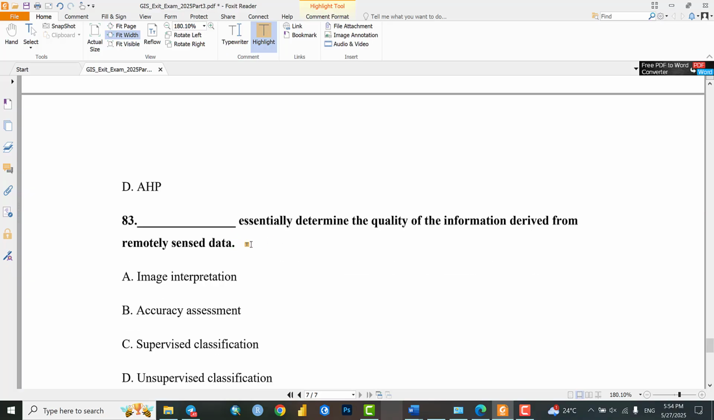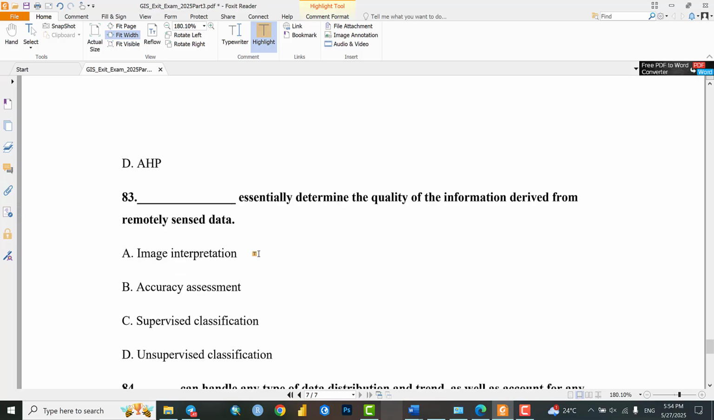83. What essentially determines the quality of the information derived from remotely sensed data? Image interpretation, accuracy assessment, supervised classification. So it is accuracy assessment.